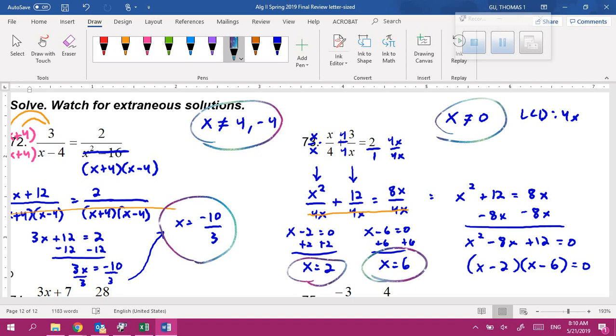And so same step always on these problems. Write your restriction, get the LCD, and then you can cancel out the denominators and then solve for x. So that is 73.